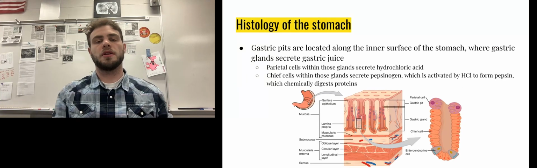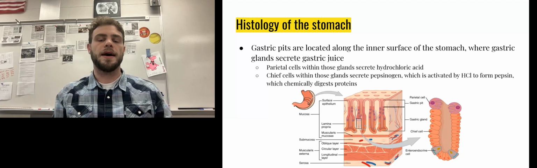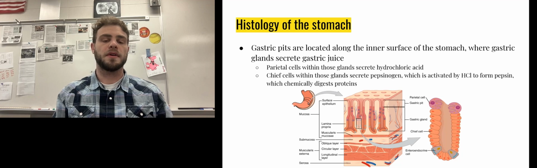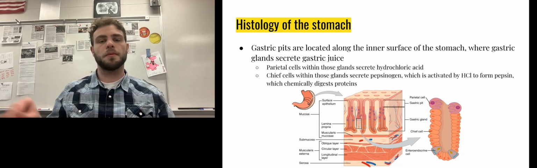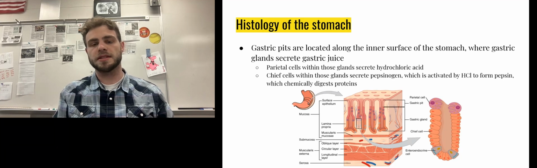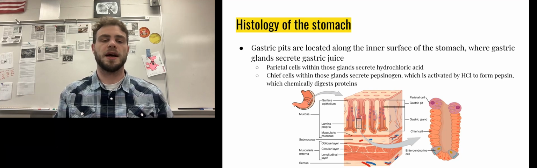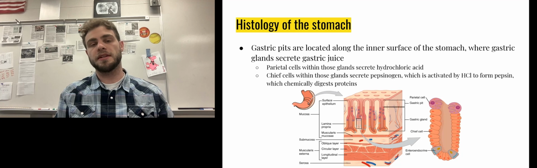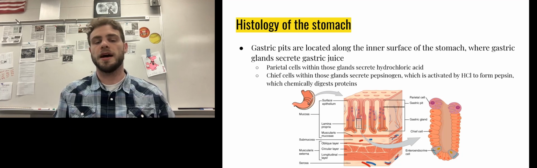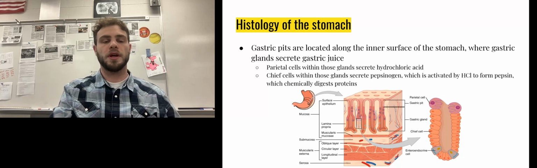Okay, other thing we're going to add in here, taking a look at the histology of the stomach. So that's going to be the tissue that we see the stomach made of. If you were to look at the inner lining of the stomach, you would see what are called gastric pits all along that inner surface. So this is where gastric glands are going to be secreting their gastric juice. So that's going to be the different things with hydrochloric acid, pepsinogen, things like that.